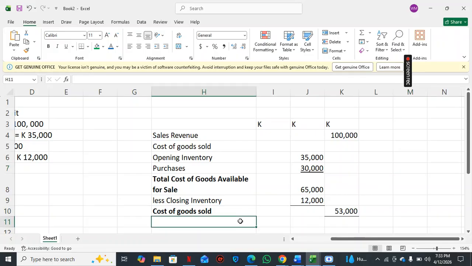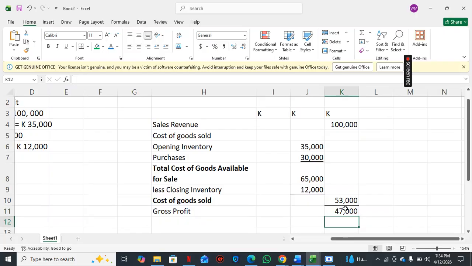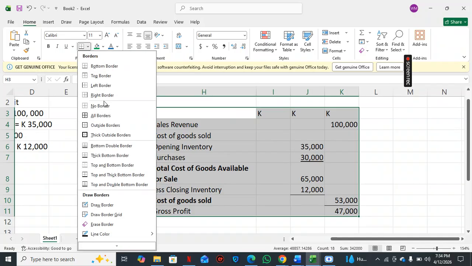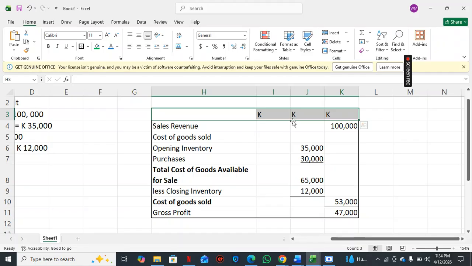Then our gross profit is going to be your sales revenue minus your cost of goods sold. So it's 100,000 minus 53,000. You're going to get 47,000. This is your gross profit. Any questions, colleagues? Any questions so far?